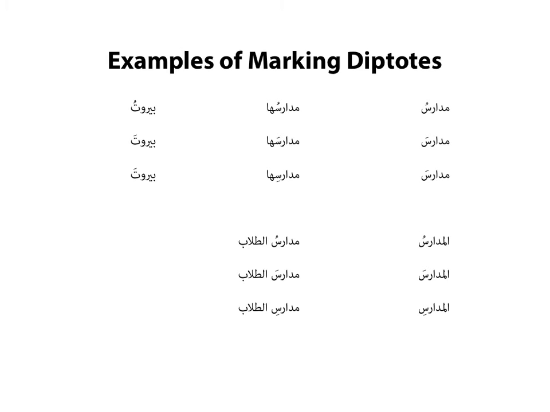With the article, everything goes back just like it was with triptotes. Al-madarisu, al-madarisa, al-madarisi, madarisuha, madarisaha, madarisiha, madarisut-tullab, madarisat-tullab, madarisit-tullab.